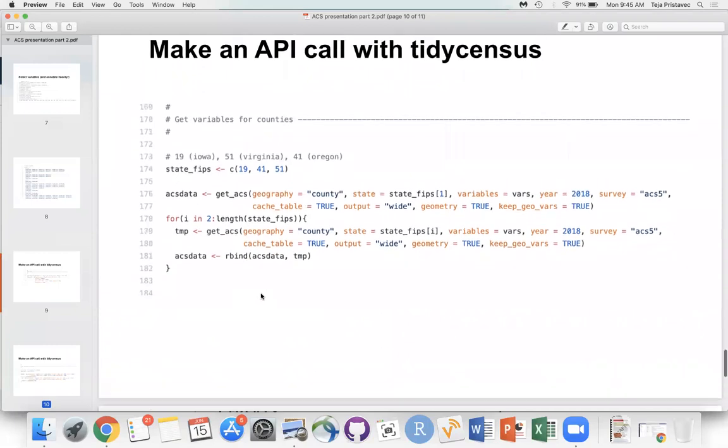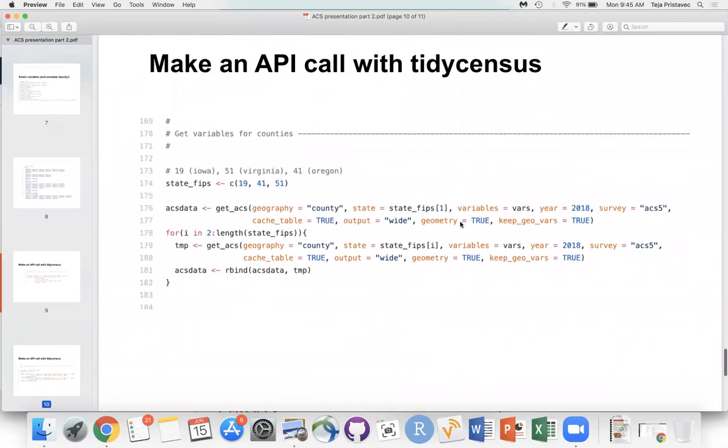Here's a case where you have to loop through something, right? So if you want to do a call, for example, here I'm doing the same thing, but I'm getting data for a county. I'm going to have to loop through the states so that I don't have to do 3 separate copy pastes of the same code, right? One for Iowa, one for Virginia, one for Oregon. I'm just going to write this loop, go through it 3 times.